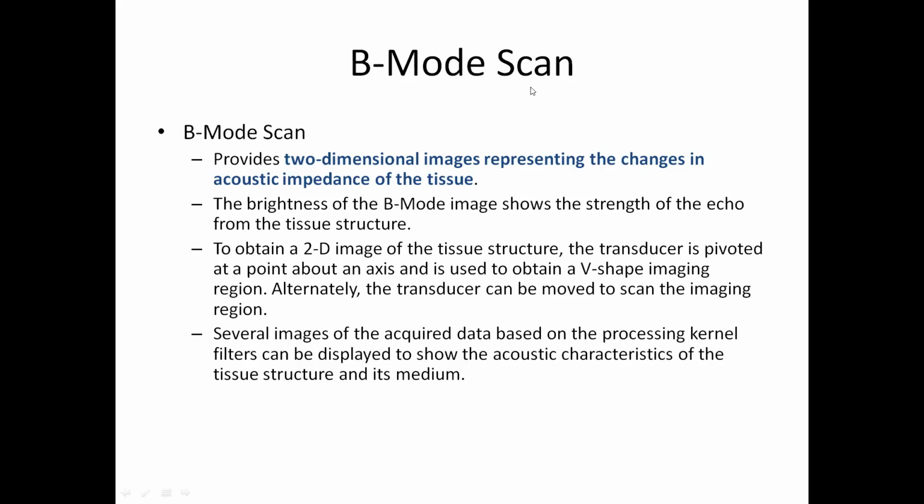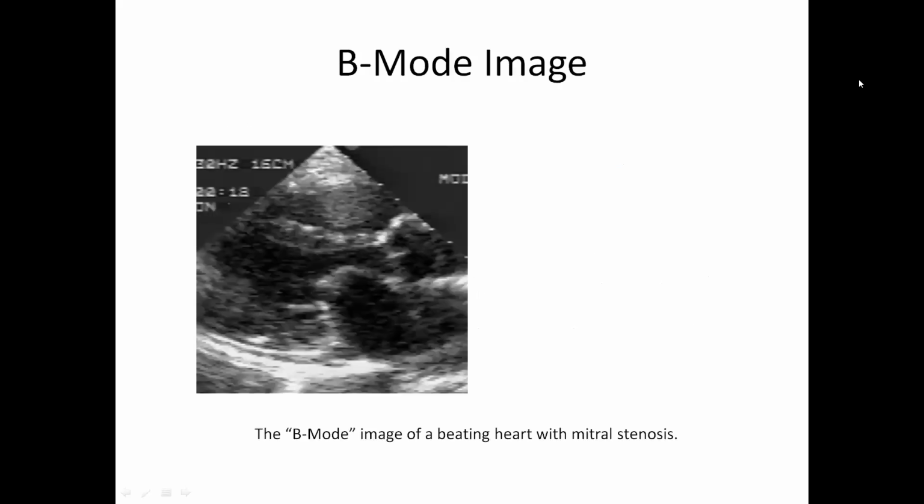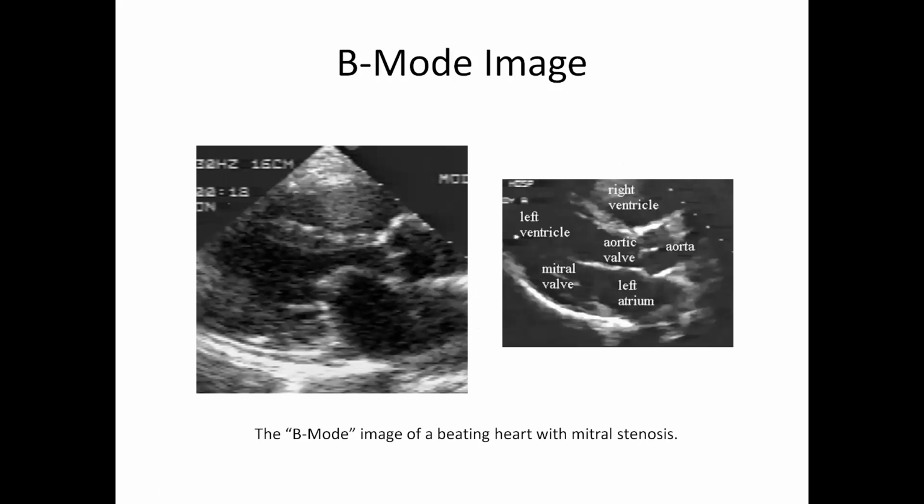So to obtain the 2D image of the tissue structure, the transducer is pivoted at a point about an axis, which gives a very simplified image in the B mode scan. This is the simple B mode scan, which is represented by the heartbeat. In the B mode image, it can be easily identified by the cardiologist or the concerned technical person.